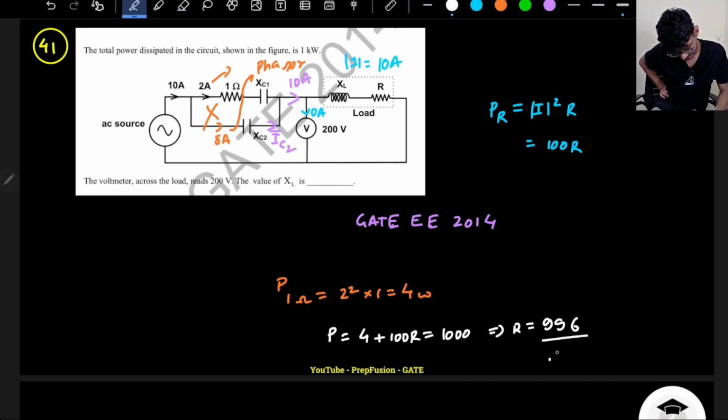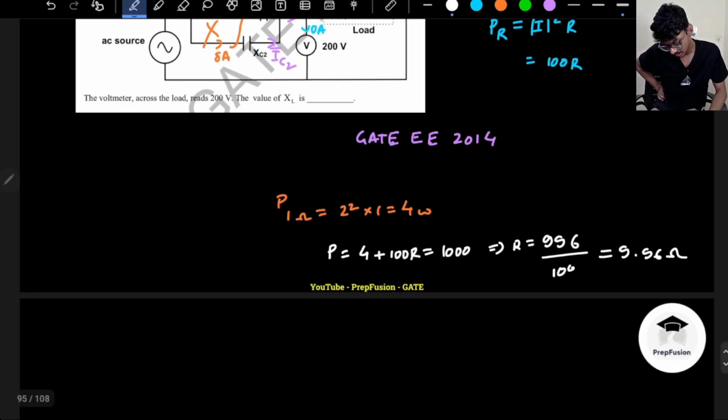100 divided by 100. So if this is divided by 100, this will be 9.96. So that was a mistake on my behalf. 9.96. And what have they asked?